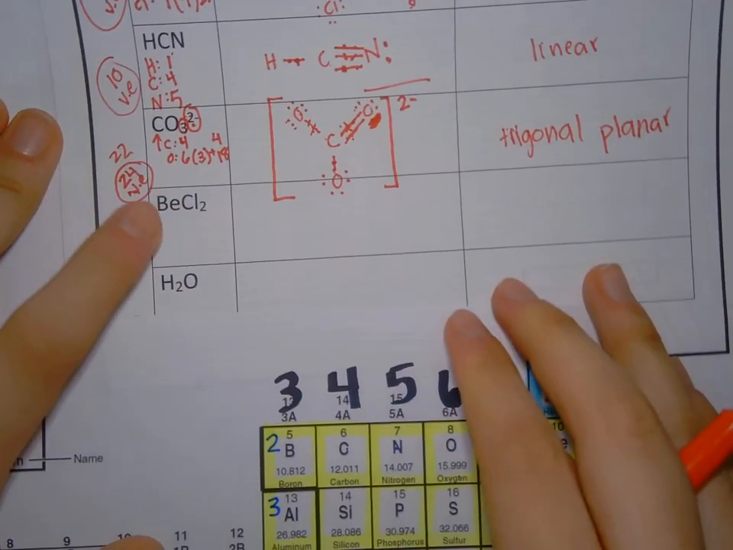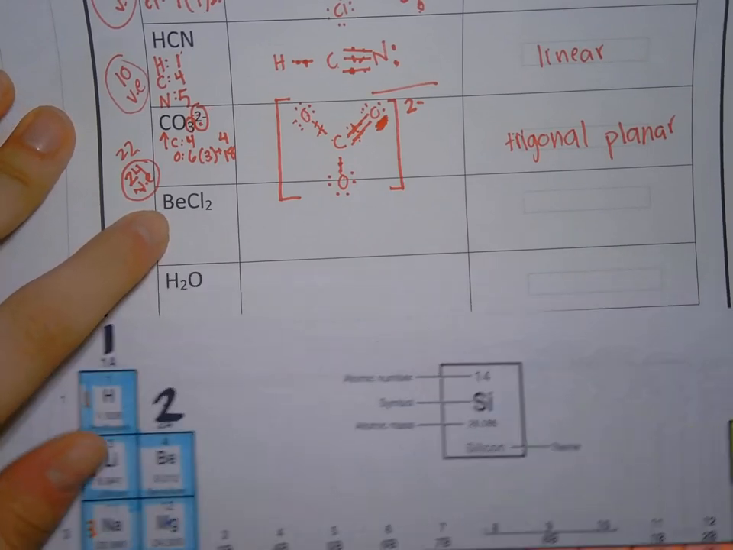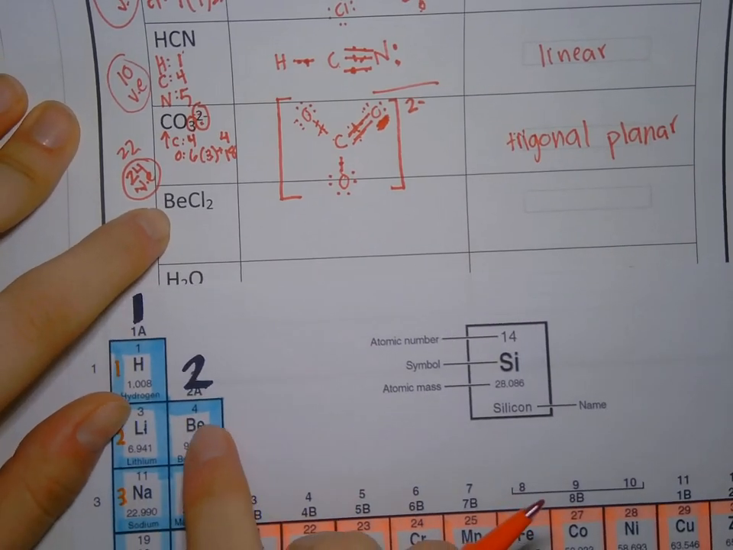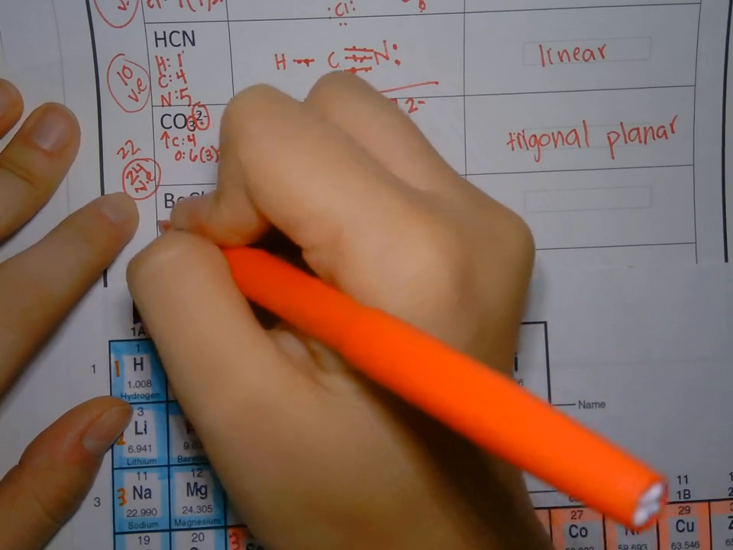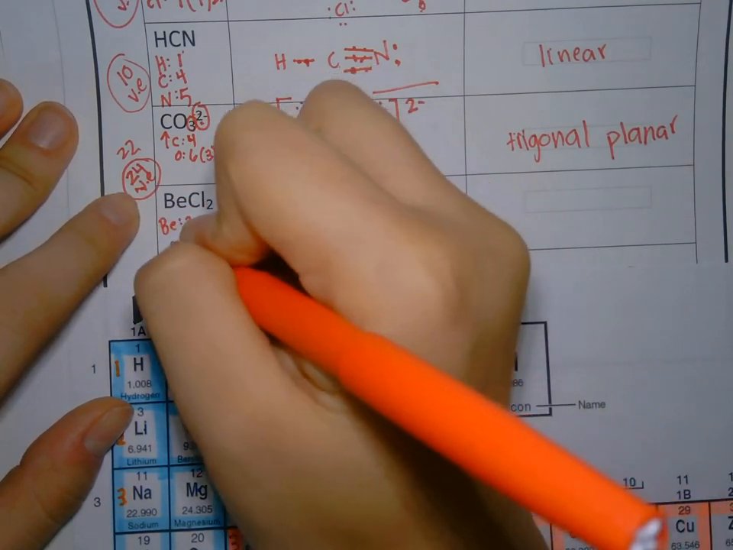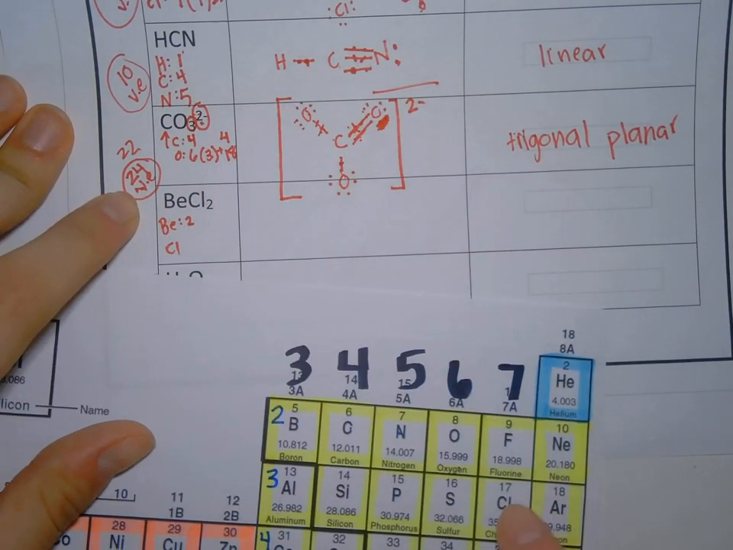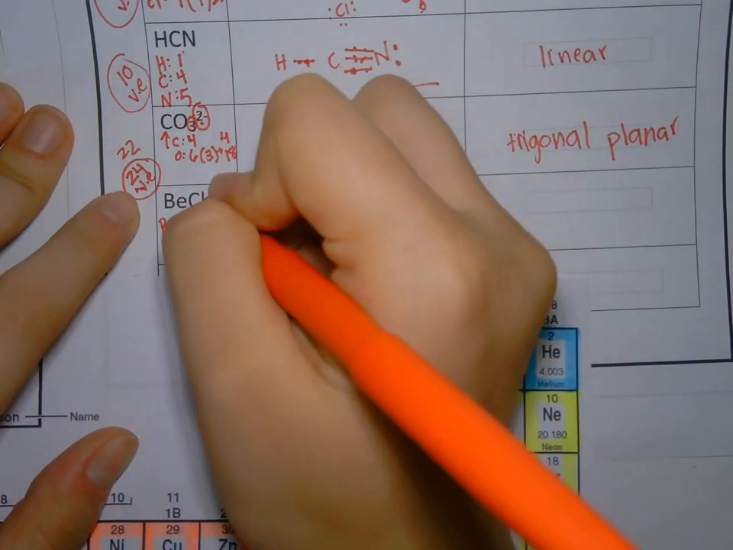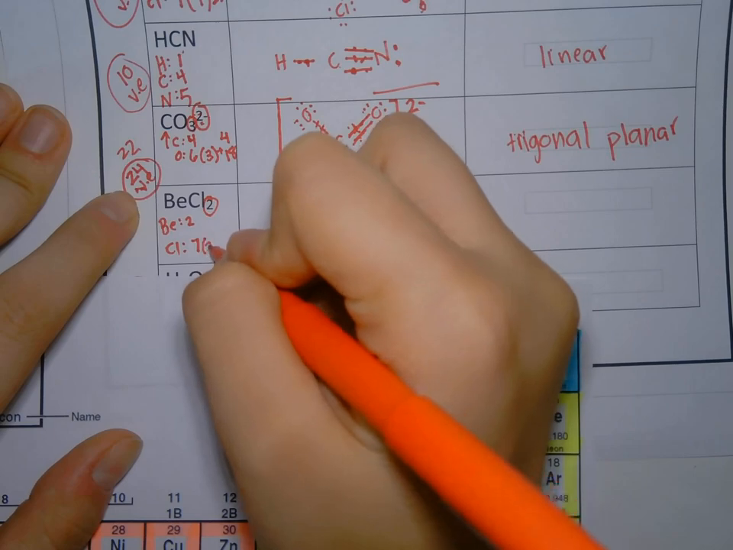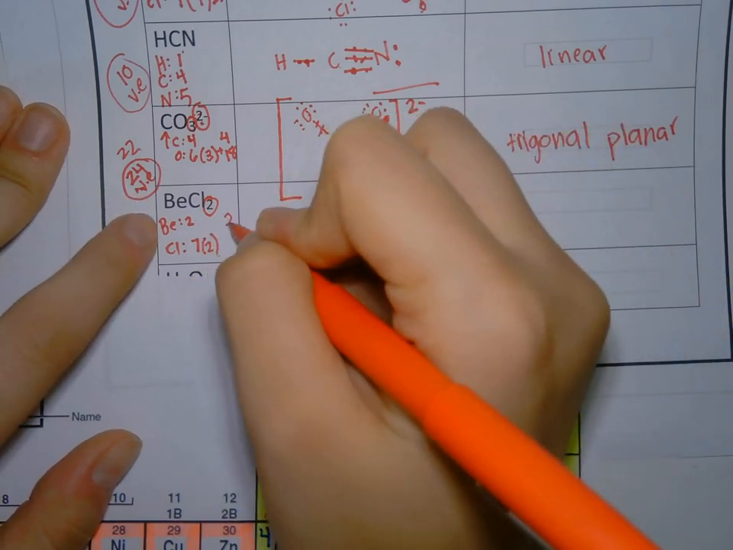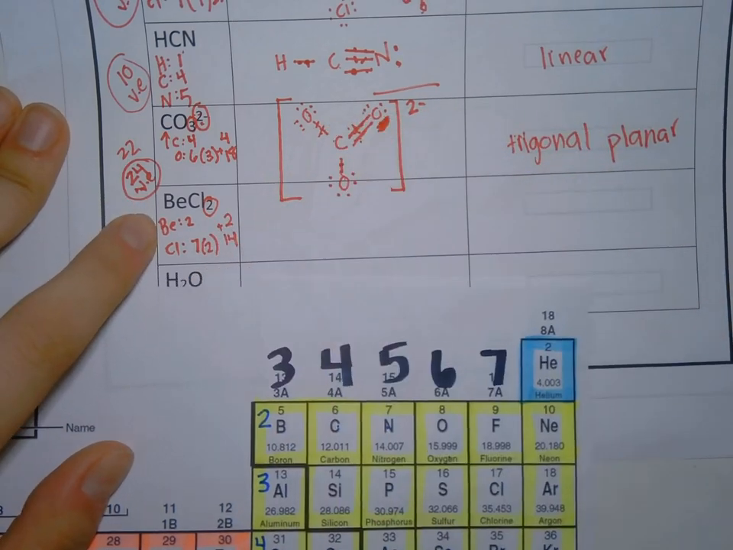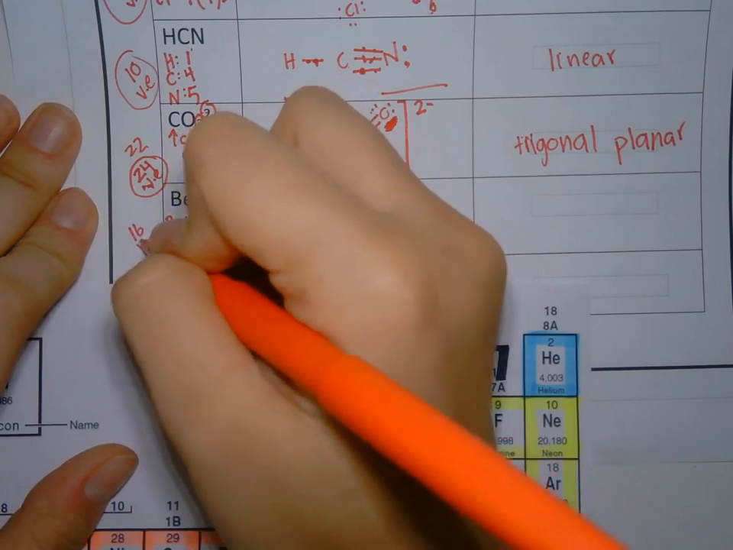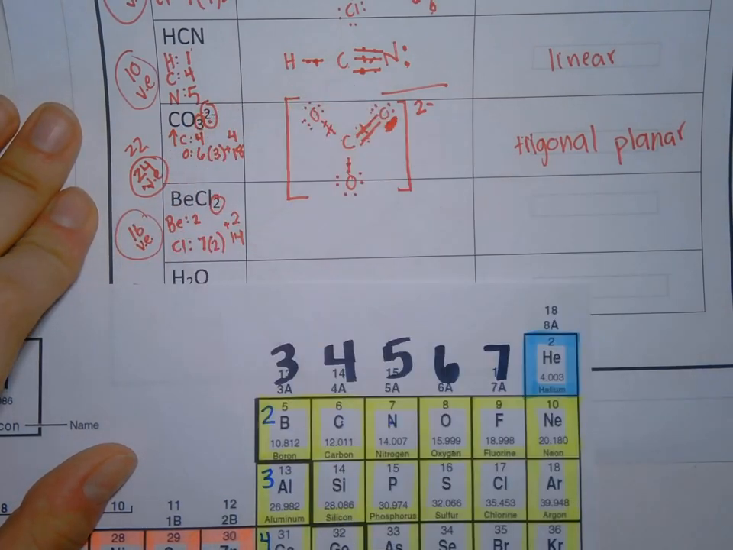All right. Next, beryllium and Cl2. So beryllium is in group 2, so it has 2 valence electrons. And chlorine is in group 7, so it has 7 valence electrons. But I have 2 chlorines, so I have to multiply that by 2. So I have 2 plus 14. That is 16 valence electrons total that I have to put in here.